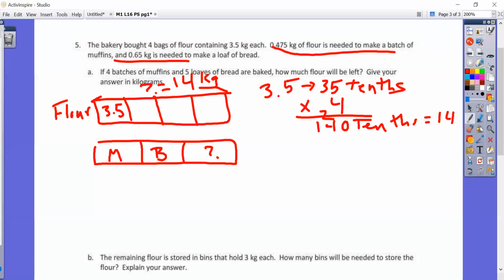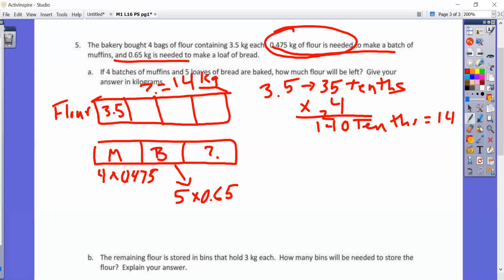So muffins, we're going to do 4 times, well, let's look at the recipe. It says 0.75. And then the bread needs to be 5 loaves of bread times 0.65. This is a very involved problem. So it's very important that we go back and reread the question and look for that information. And we do not know how much flour is left out of all that.